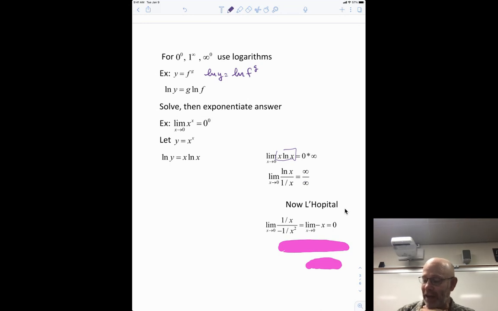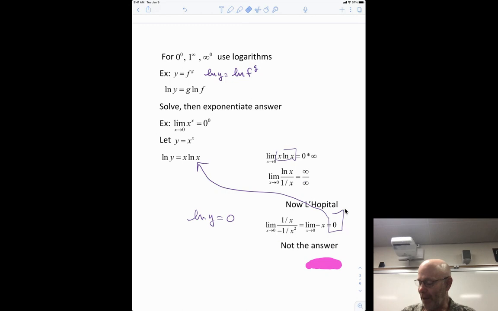A lot of people want to stop right here. They think they're done. But remember that I did a little natural log at the beginning. So right now what I have is the natural log of y equals 0. It's not y equals 0. So I have to undo my step. So I have to exponentiate. We go e to the natural log of y, which is y equals 1.